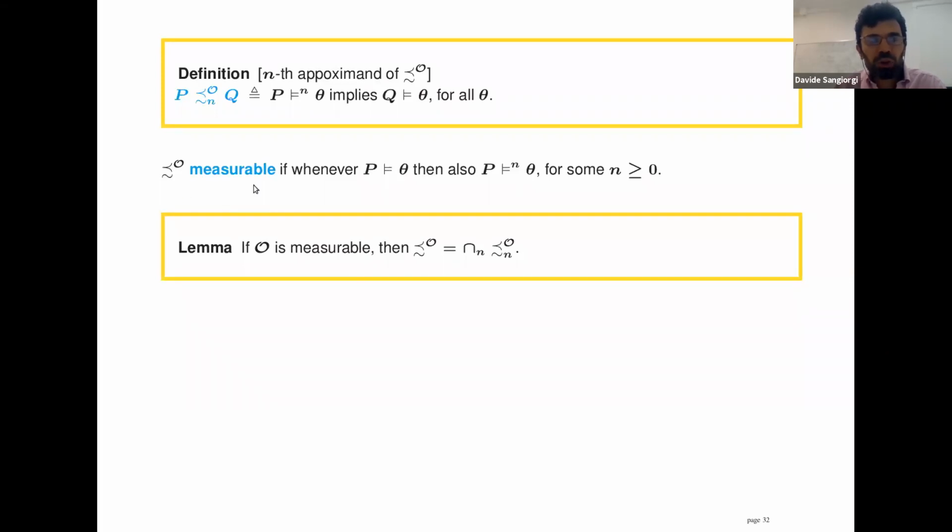So a preorder is measurable now if whenever P has a certain observable, then such a property can be weighted. So there is an N that can be assigned to that.